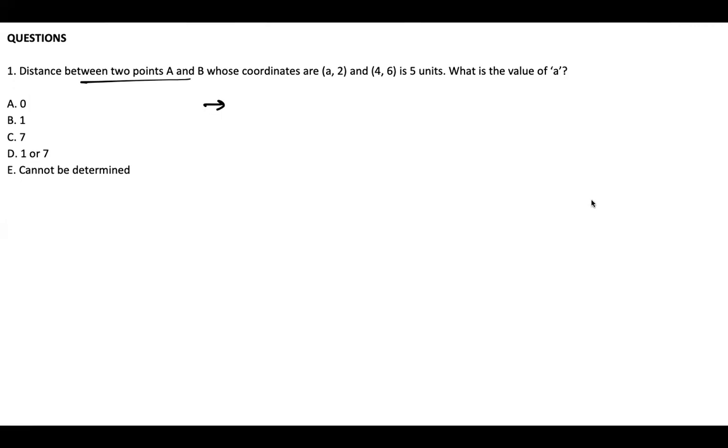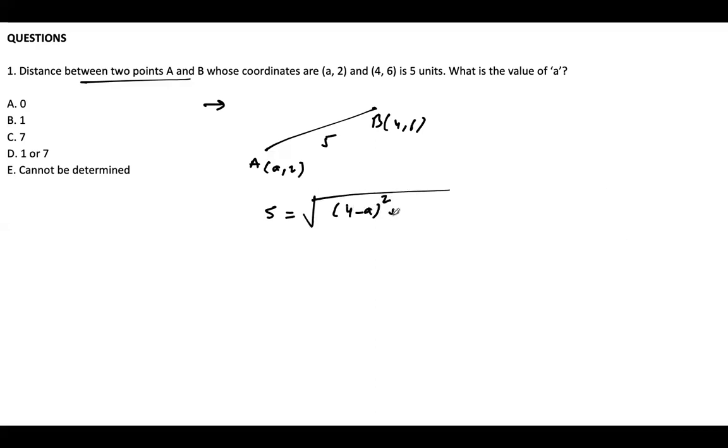Distance between 2 points A and B, whose coordinates are (a, 2) and (4, 6), is 5 units. What is the value of a? So how shall I start? Distance is given by under root of 4 minus a square plus 6 minus 2 square. If I square everything, this becomes 25.